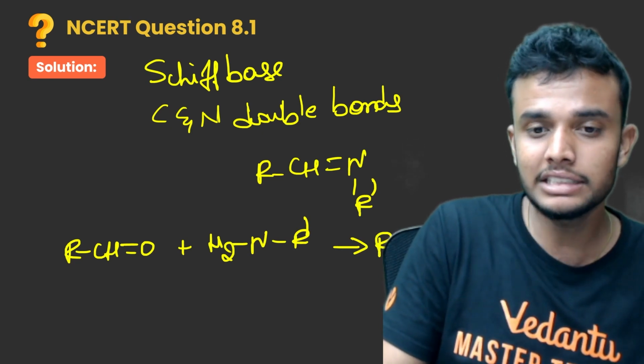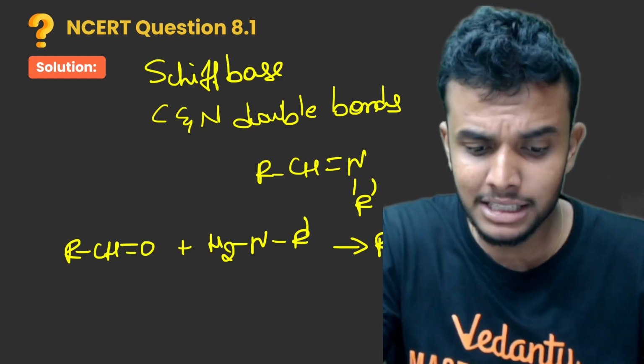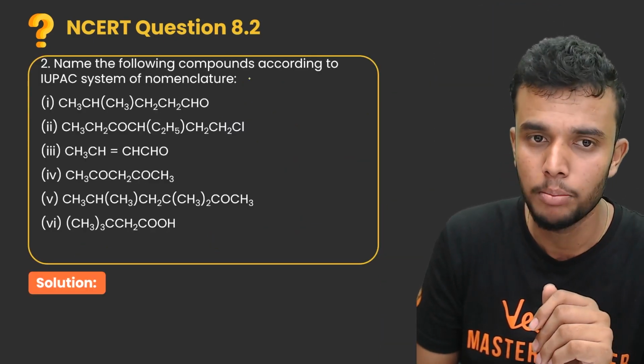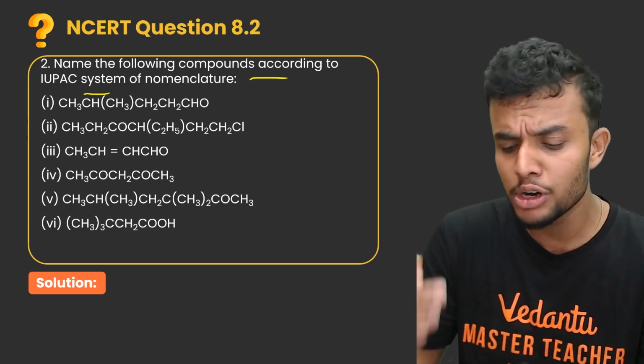Understood, students? This is the solution for exercise 8.1. If you have any doubt, let me know in the comment section. The question is: name the following compounds according to the IUPAC system of nomenclature. We already know the IUPAC system. Let's move on to the first compound.